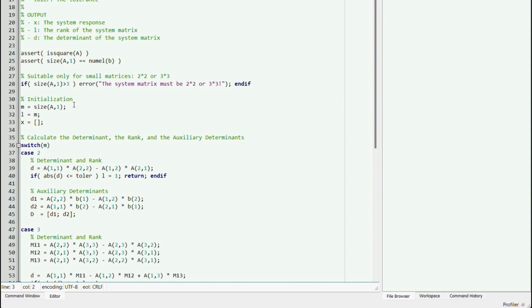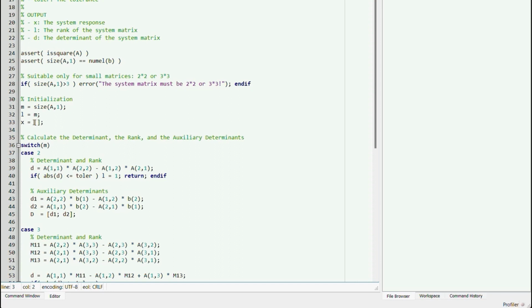The first thing we do, we initialize the m to the size of the matrix, of the system, or the number of rows, the number of columns, and the rank by default is equal to m. If the matrix is singular, we change that value, and X is empty.